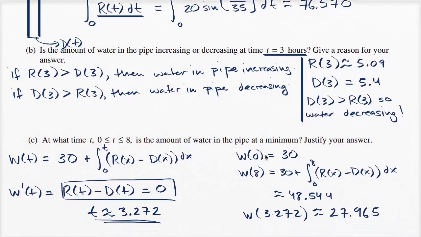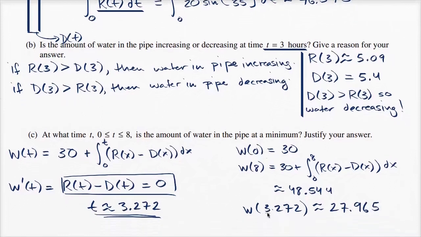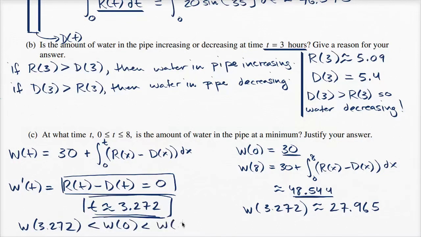So now we're ready to answer at what time t is the amount of water in the pipe at a minimum. We can see that at time 3.272 we have less water in the pipe than either right when we started or right at the end of our interval at t equals 8. So at what time t? We say t is equal to 3.272. We could write W of 3.272 is less than W of 0, which is less than W of 8.